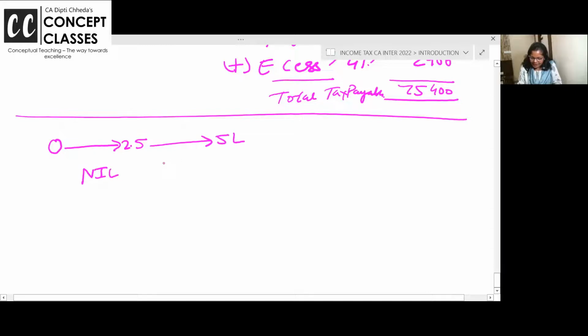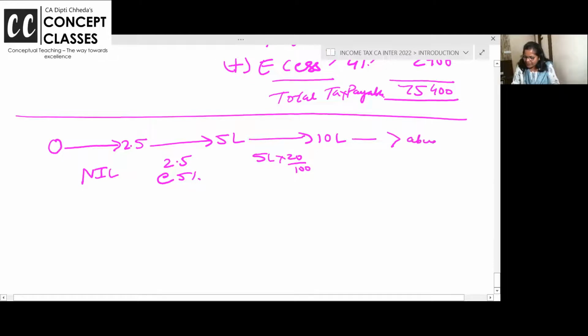250 to 5 lakh income. On next 2.5 lakh, 5%. 5 lakh to 10 lakh, on the next 5 lakh, 20%. Whatever, 5 lakh to 10 lakh ke beech. 10 lakhs ke above, greater than 10 lakhs, above 10 lakhs, it is 30%. How do you like this?